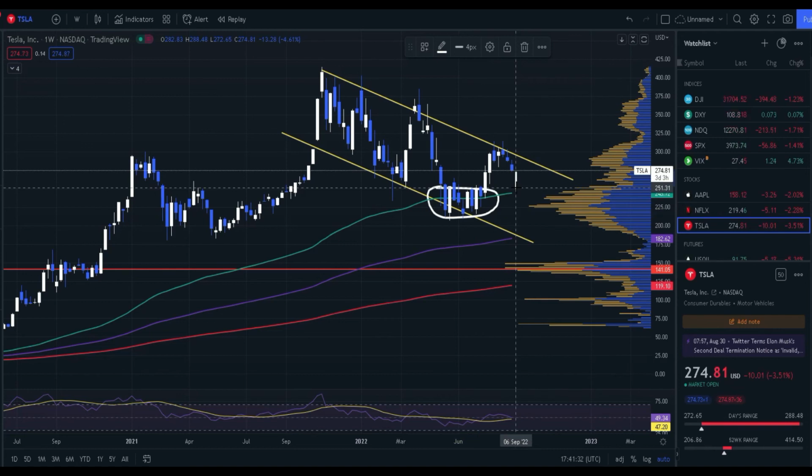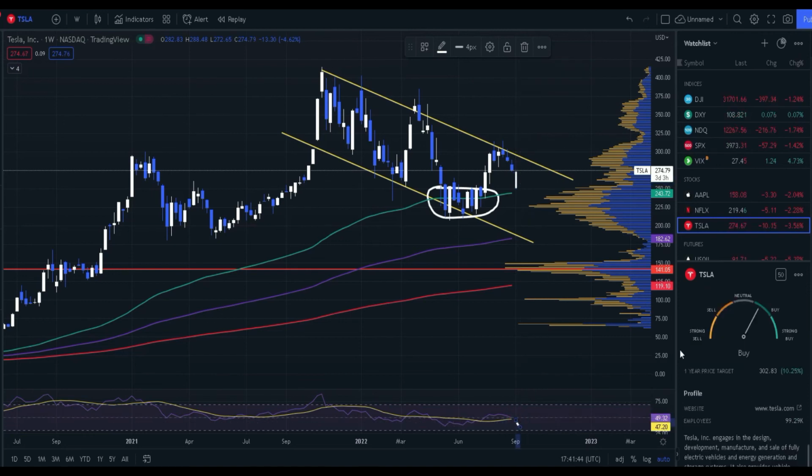So we might see a drop towards this demand zone. Of course, RSI currently sitting at 49. So yeah, possible scope for going down. If we look at TradingView, it is saying this is currently a buy right now.